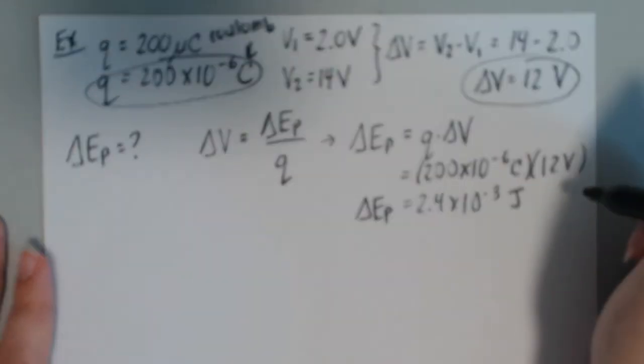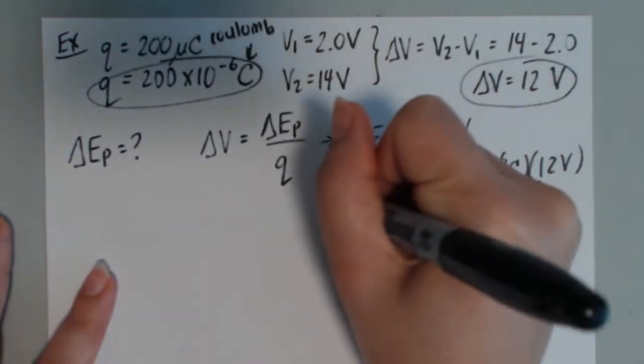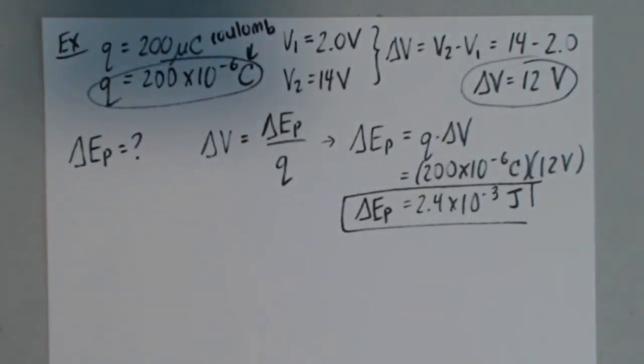All right, so the change in electric potential energy of the charge is 2.4 times 10 to the minus 3 joules, or you could call that 2.4 millijoules. Back to the slides.